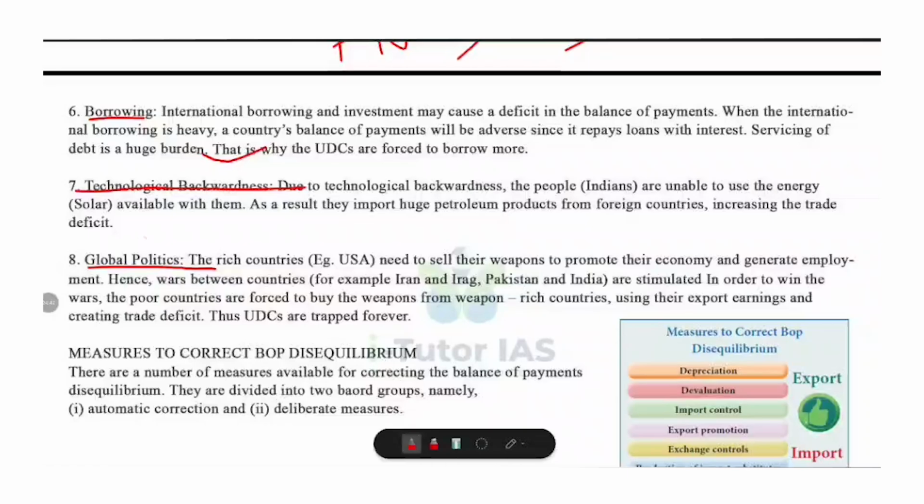And the last one, global politics. That is, rich countries sometimes manipulate international politics to boost their arms sales. Conflicts or war force poor countries to buy weapons, and that leads to a huge outflow of foreign exchange, and that leads to BOP deficit. For example, regional conflicts forcing UDCs to purchase expensive weapons from developed countries.